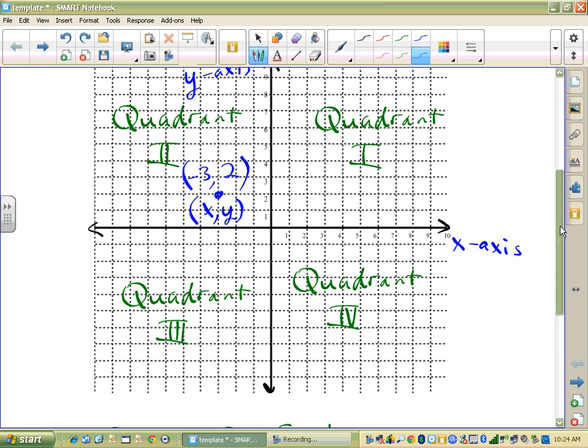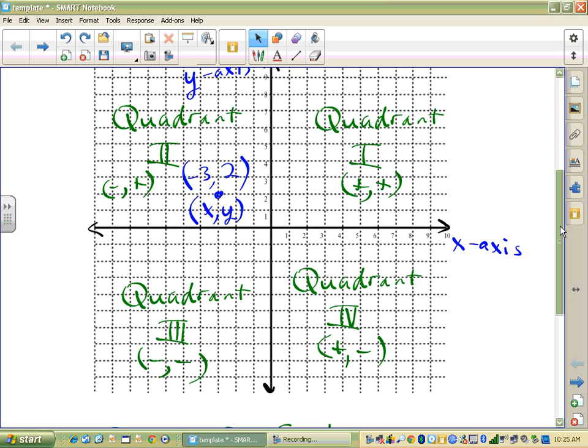The signs in quadrant 1 are always positive. The signs in quadrant 3 are always both negative. In quadrant 2, you might see from our point here, the signs are negative and positive. And in quadrant 4, the signs are positive and negative. So if you're ever asked about the Cartesian coordinate plane, hopefully this module gets you going in the right direction.